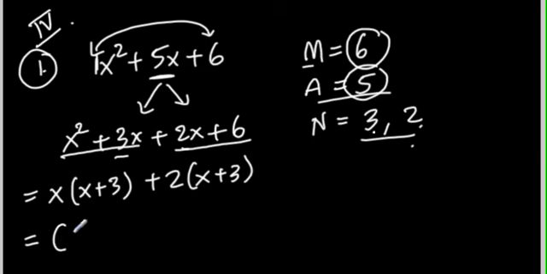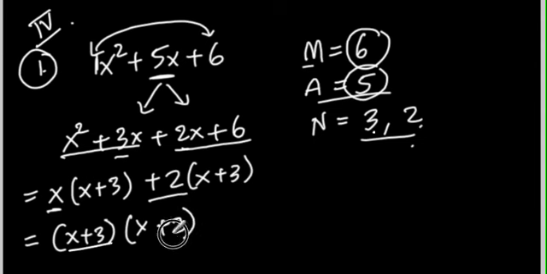So we factor out x plus 3, and what's left is this x over here. And what's left over here? The plus 2. And that's how we factor. And so this is our answer for number 1. Right? Number 2, x squared minus x minus 6.